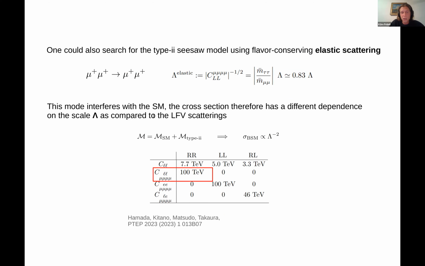It also leads to the elastic process, the type 2 seesaw, the mu to mu. Because we have an interference with the standard model, the scale that we probe in this process is actually higher than in the previous ones. These operators I showed you earlier were actually for this process. So at around 100 TeV, we could probe the scales, and this is then the type 2 seesaw scale, right? We're probing it at 100 TeV, but only for the 4 mu components.